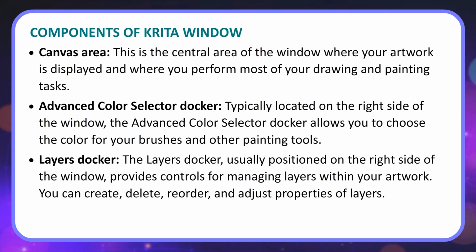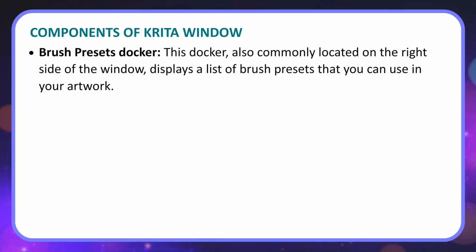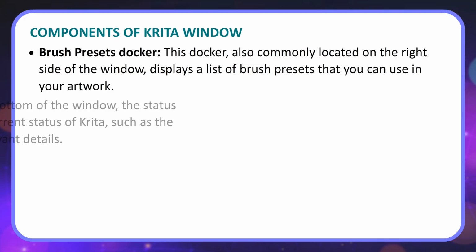Layers docker. The layers docker, usually positioned on the right side of the window, provides controls for managing layers within your artwork. You can create, delete, reorder, and adjust properties of layers. Brush presets docker. This docker, also commonly located on the right side of the window, displays a list of brush presets that you can use in your artwork.